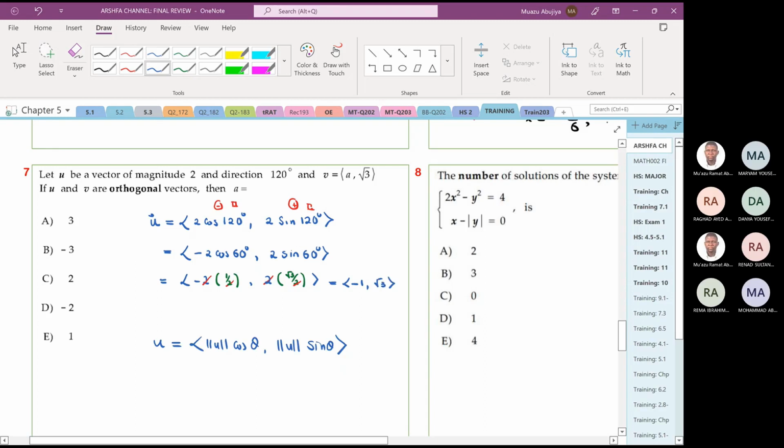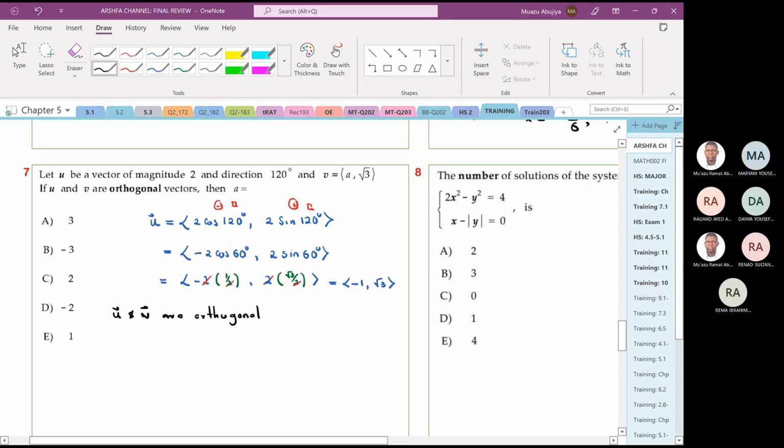So we have the vector U. Now, vector V is directly given to me. The question tells me that the two vectors are orthogonal. So let us write that vector U and vector V are orthogonal. That means they are perpendicular. They are orthogonal if and only if the dot product of U and V is equal to 0.